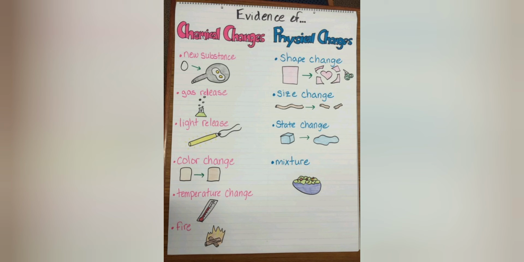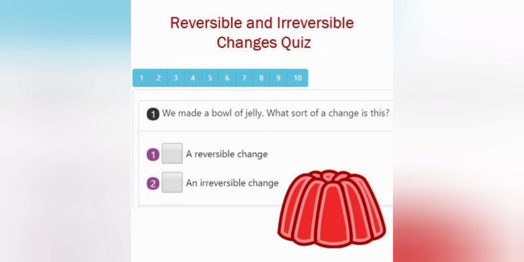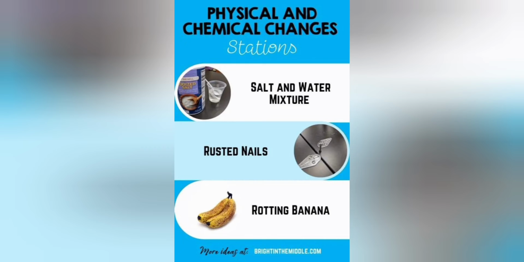Now, this is one question in front of you all. If we make a bowl of jelly, what sort of change is it? Option A is reversible. Option B is an irreversible change. Yes, students, please tell. Very right. So this type of change is an irreversible change.